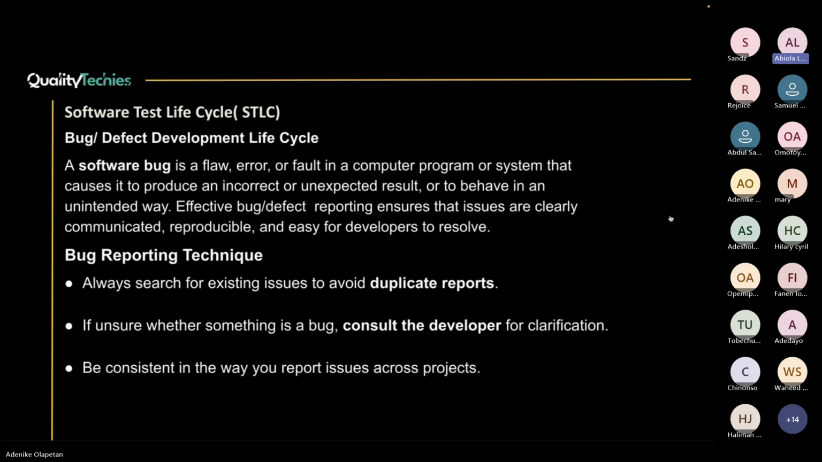If unsure whether something is a bug, consult the developer for clarification. I used to tell my colleagues, you see this QA work, oh my, that's why one of the principles of testing is that testing is context dependent. But it's so funny that we can't just wake up today and start testing what we don't know. Besides, you have to have a business requirement document that will guide your test. And what do I mean by this?